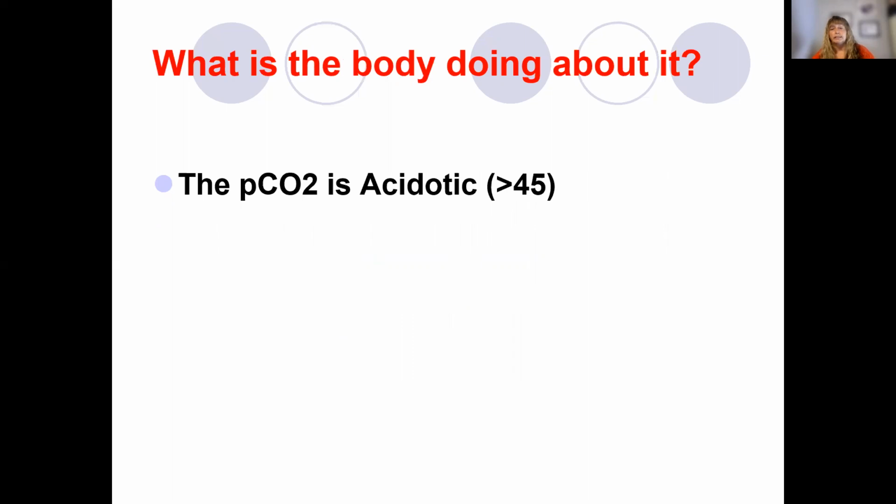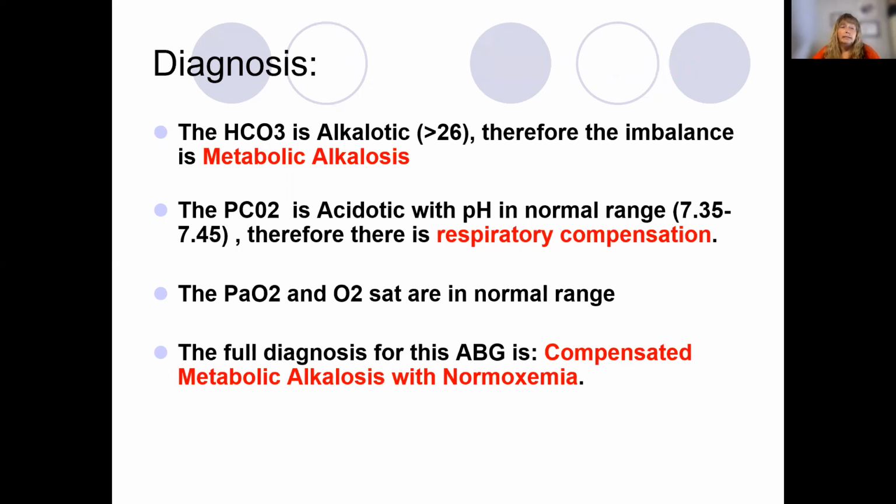The PCO2 is acidotic. It is greater than 45. So the bicarbonate is alkalotic, greater than 26. Therefore, the imbalance is a metabolic alkalosis. The PCO2 is acidotic, but the pH is within a normal range, which means that there is compensation. So we will say that there is respiratory compensation for the metabolic alkalosis. The PaO2 and the O2 saturations are within a normal range. So the full diagnosis for this ABG is compensated metabolic alkalosis with normoxemia.